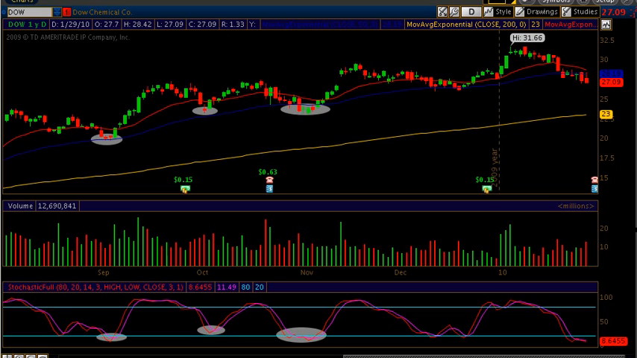Okay, right now we're looking at a chart of DOW, Dow Chemical, and what I'm going to do is show you how to use the exponential moving averages, the 20, 50, and 200 period, in line with the full stochastics. And these are the two major indicators that I use to get into trades.